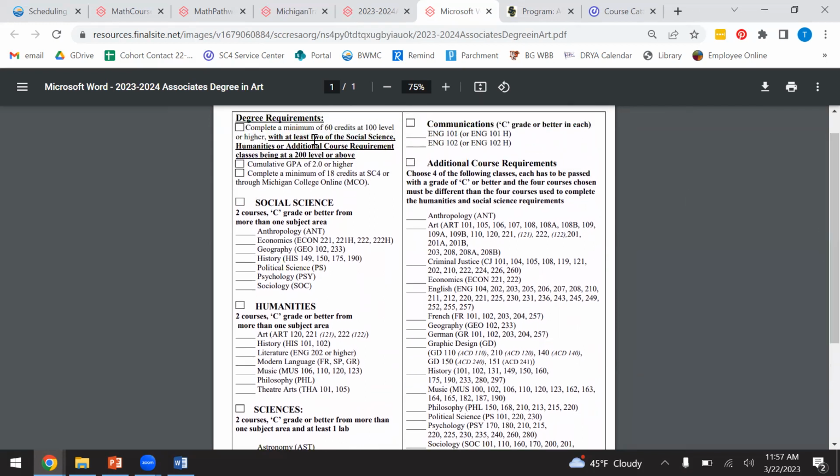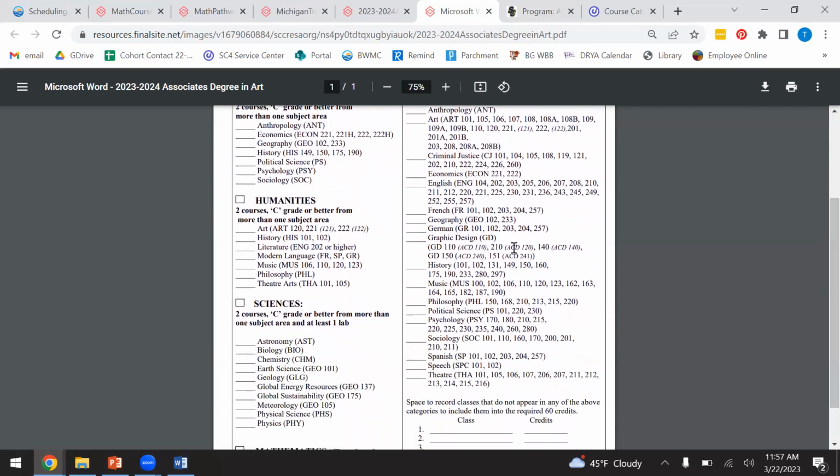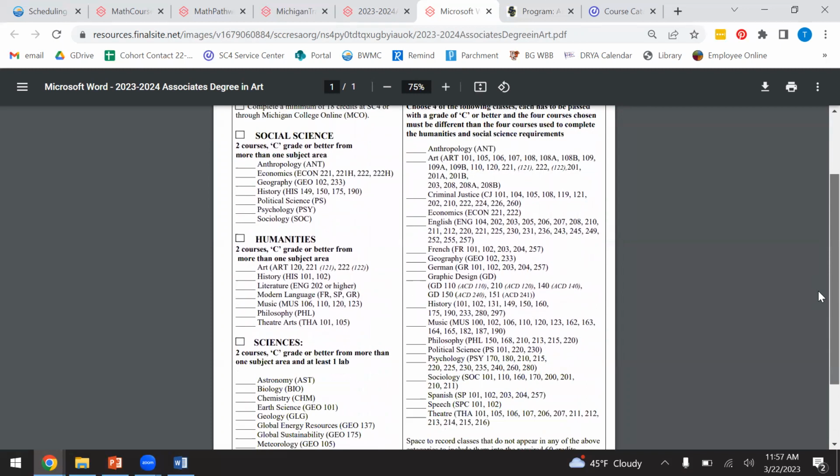In this degree also, from your 2 social science, 2 humanities, and 4 additional courses, so that's 8 classes, they want at least 2 of those to be at a 200 level or above. So you can see like Econ 221 is an example of one that would count. These literature classes, English 202 or higher. There are a few CJ classes that count as a 200 level or higher, some art classes, some of the graphic design are 200 level, a bunch of the psychology, political science, sociology. So there are definitely quite a few options for that. So that's kind of the basics for those degrees.